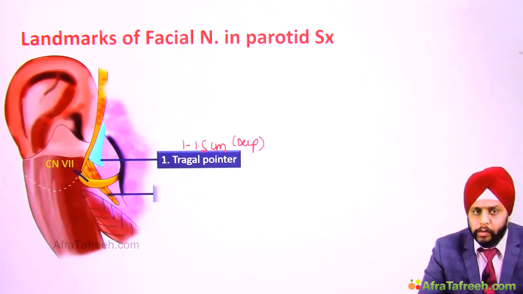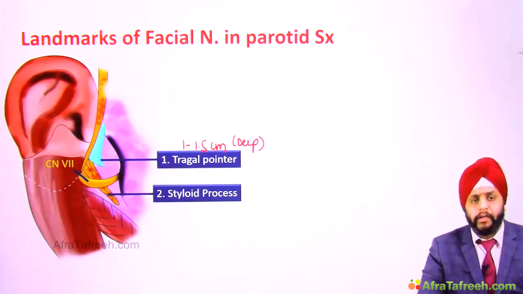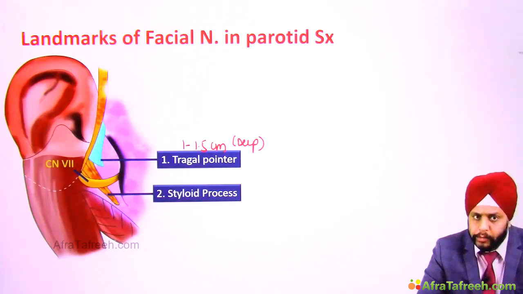What else we can use? We can use a bony landmark. Very reliable landmark, styloid process. The facial nerve always lies lateral to the styloid process.